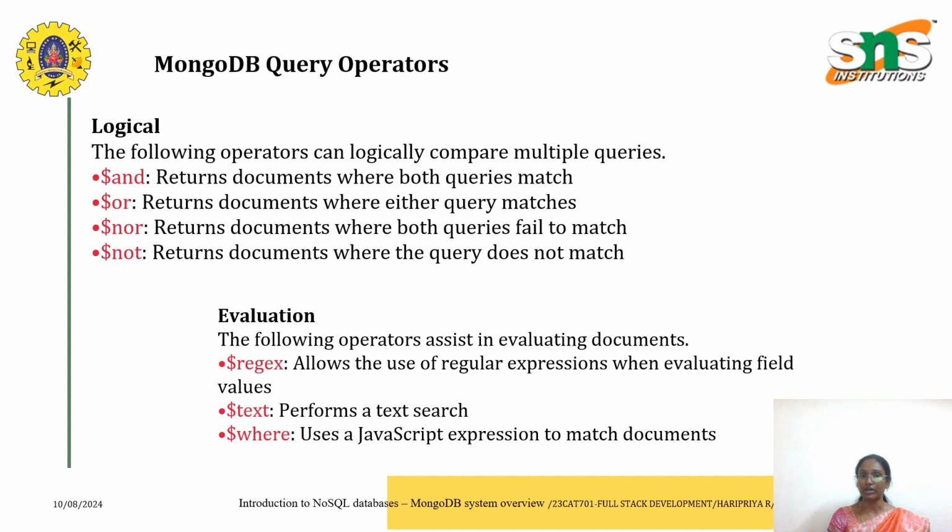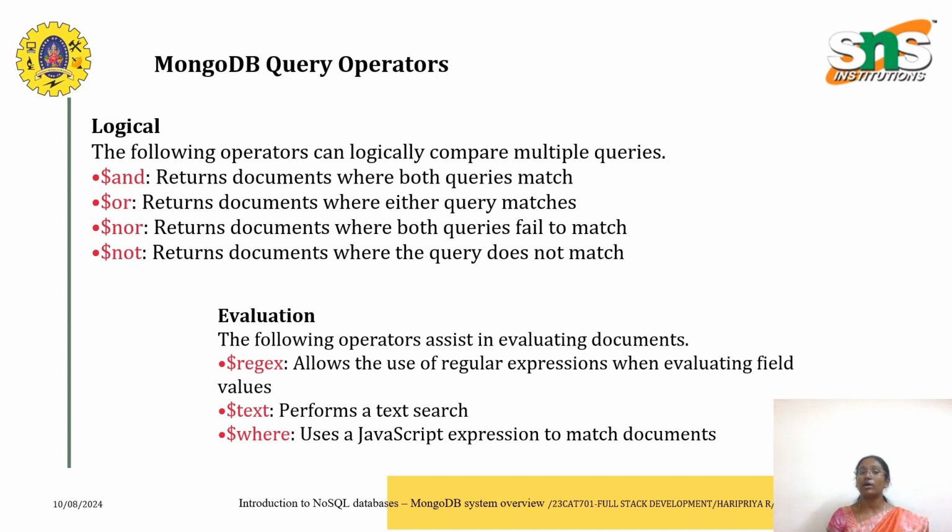So one method returns documents where both queries are matched. Clear? If both queries are matched, I'm using the and method. So or means either that particular document or this document, either query matches. So nor means both queries fail to match. So if I search on two documents and it has already failed, at that time I will work with nor. Not means the query does not match. I give a query, and this query cannot be matched in my databases.